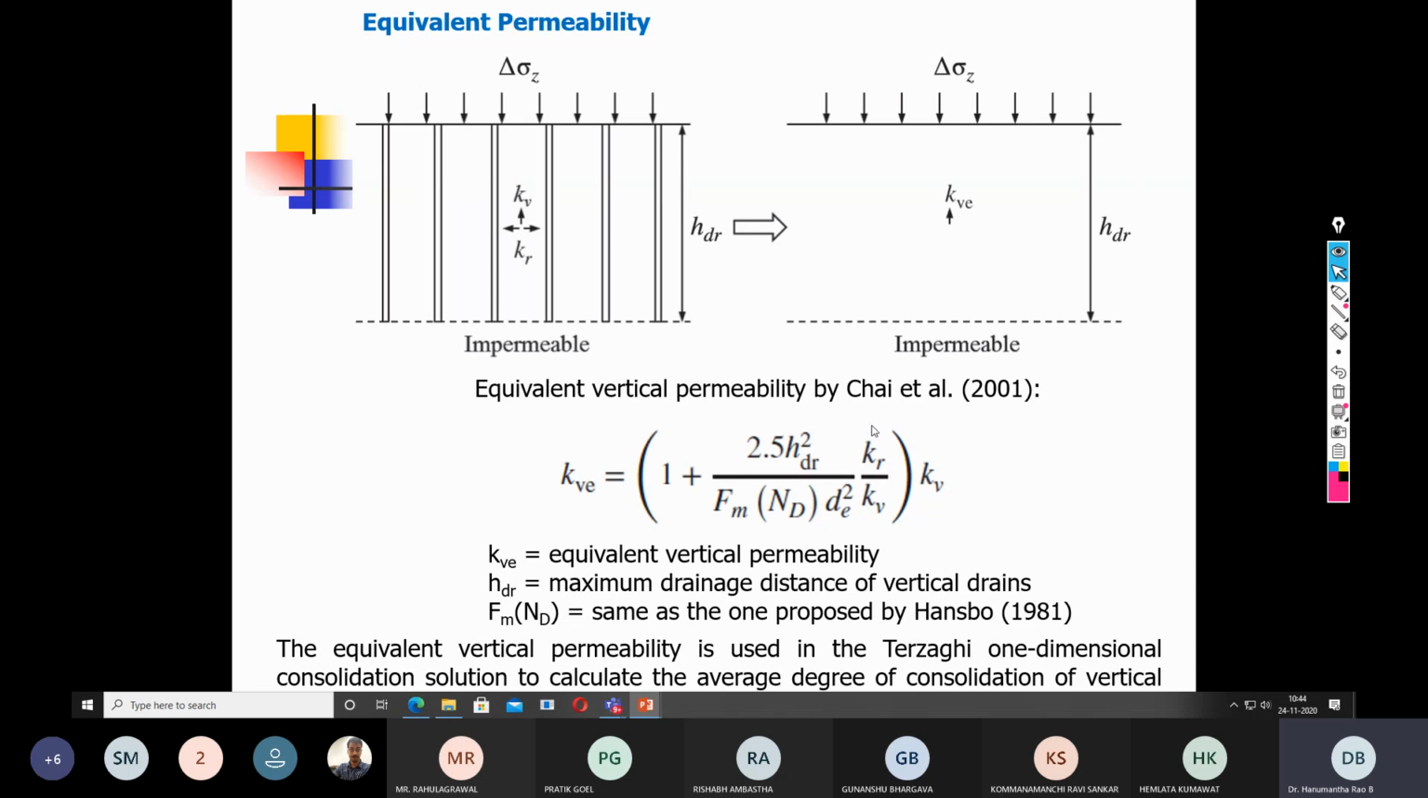So this is the equation proposed by Kai et al. The equivalent vertical permeability accounts for both horizontal as well as vertical permeability, and other factors also. And f of m and d is a function, same as that proposed by Hansbo. So without accounting for the smear zone, or with accounting for the smear zone, everything we can take into account.